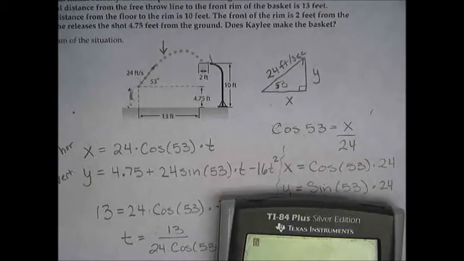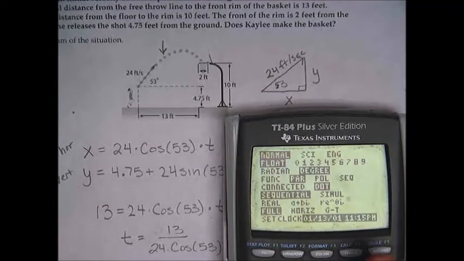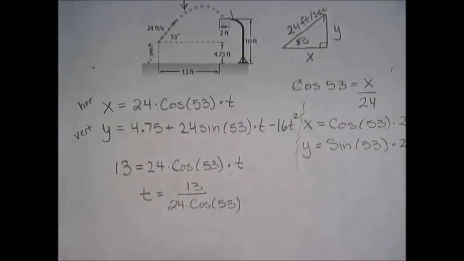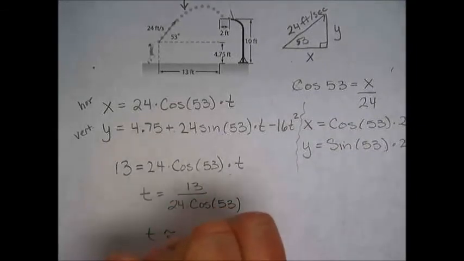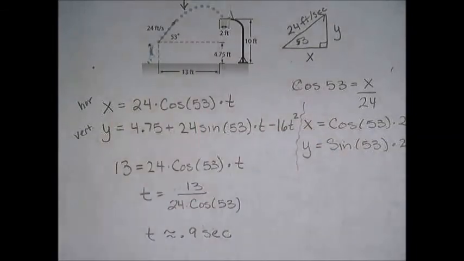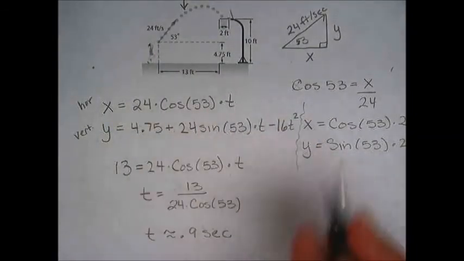So I want to make sure that my calculator is in degrees, and I just want to do 13 divided by the whole quantity of 24 times the cosine of 53. And that 0.900 means that when t is approximately 0.9 seconds, the ball is going to travel that 13 feet. So now I plug that into the vertical equation.